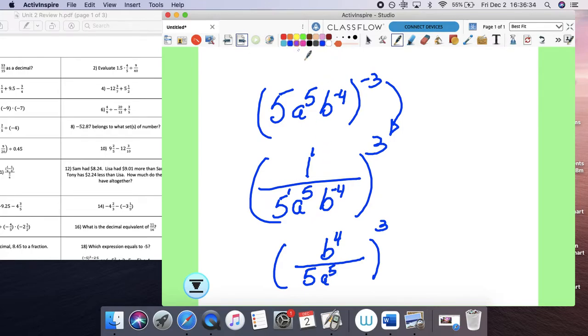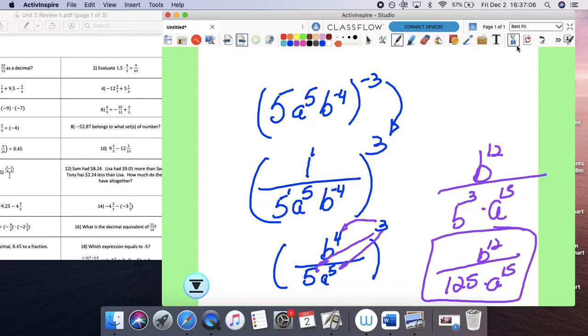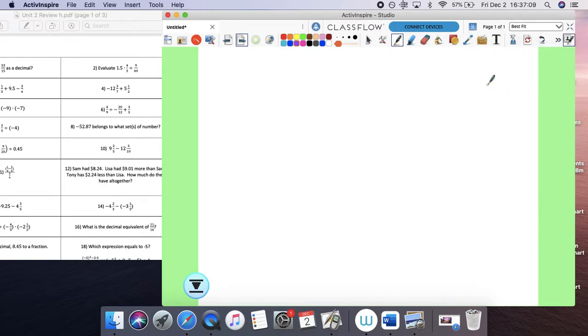I can multiply now. This times this. There's a little 1 here. So this times that. This times that. If I do that, B to the 4th times 3 becomes B to the 12. 5 to the 1 times 3 is 5 times 5 times 5, or 5 to the 3rd power. And A to the 5th times 3 becomes A to the 15th. One more step, B to the 12, 125 times A to the 15th. That's my final answer.